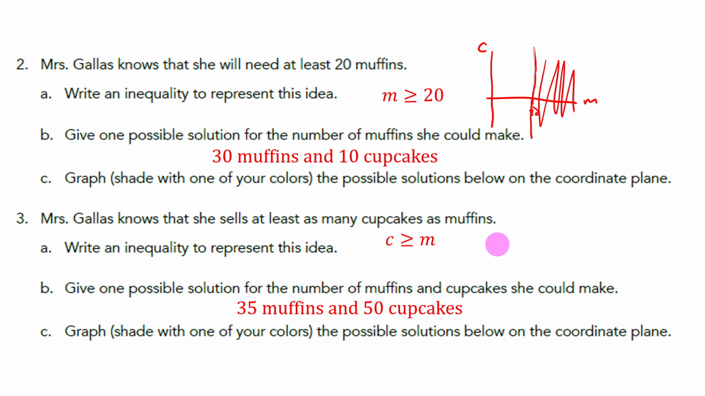So we graph this. C is greater than or equal to M. And that's just a good old-fashioned y equals x. So you'd have a graph that starts here and just goes straight up like that. And C's got to be greater than M, so it'd shade up there. We'll see all that on the graph here in just a second.